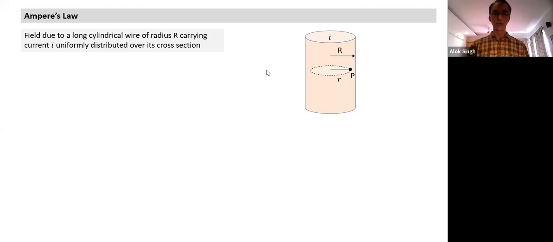So here also, in this case, let's look at what we are looking at. I hope most of you are saying you have understood. What is this one? It is a long cylindrical wire. What exactly is a cylindrical wire? A cylindrical wire is something like this.